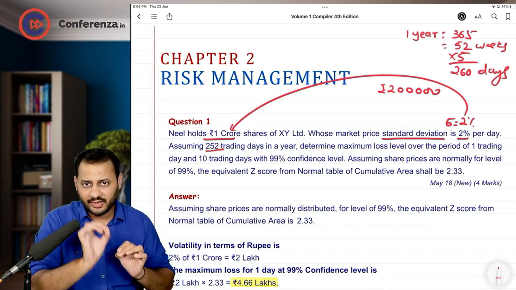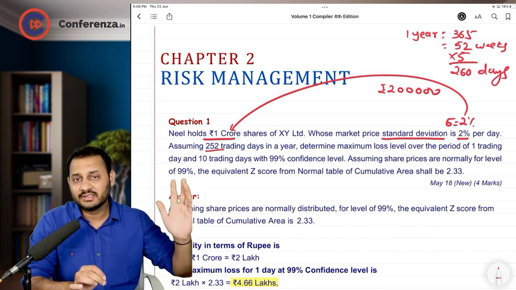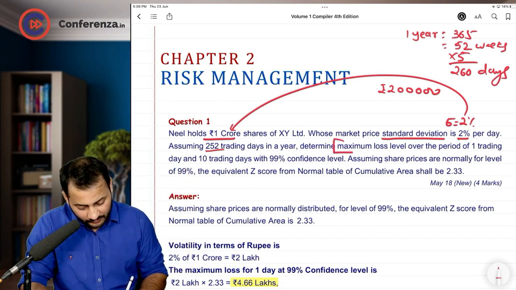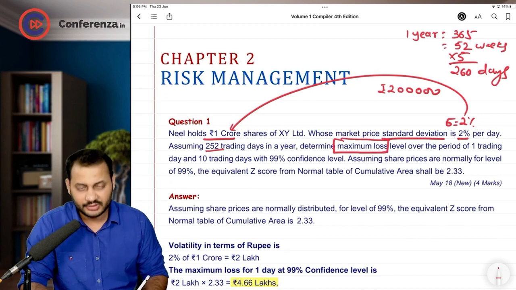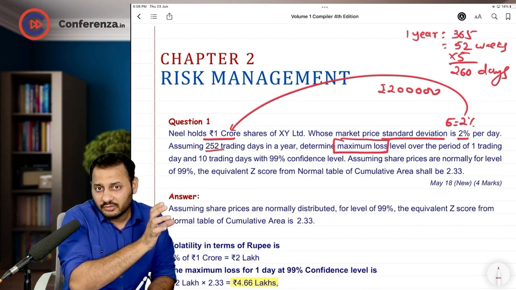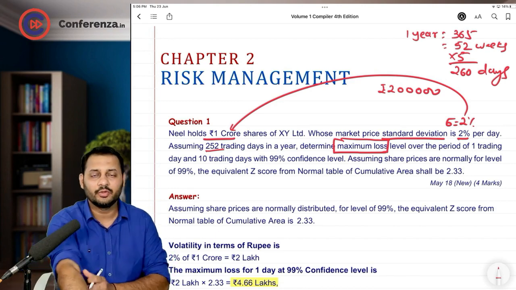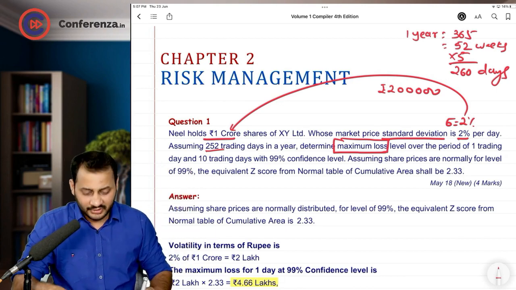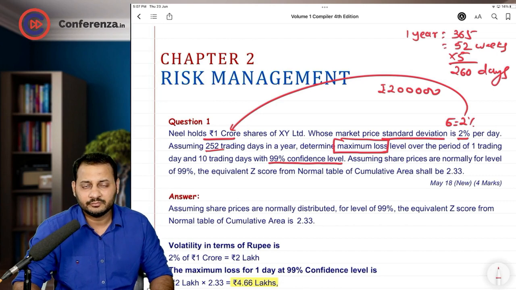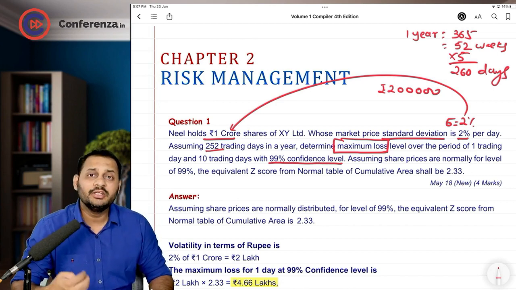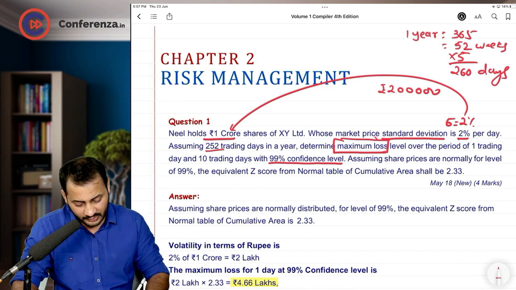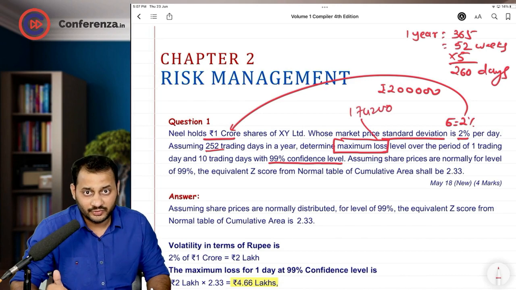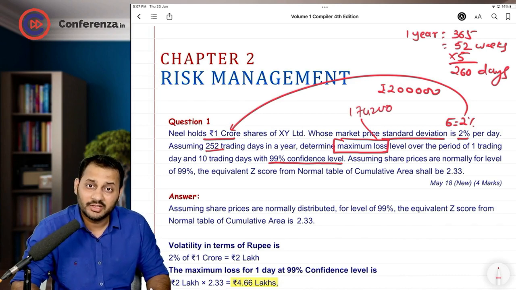So that is the logic of 252. Anywhere you want to take trading days, do not take 365. It should be 252 only. Okay. Then what we have to do is calculate the maximum loss. It's not the at least part, it's the maximum part that we want to calculate over a period of 1 trading day and 10 trading days with 99% confidence level. So we want to know what should be the loss. Remember that 174,200 figure from the previous example? We have to calculate the same in this question.